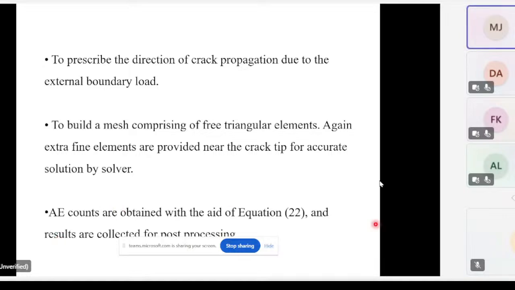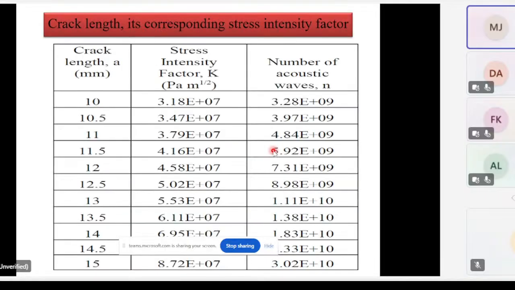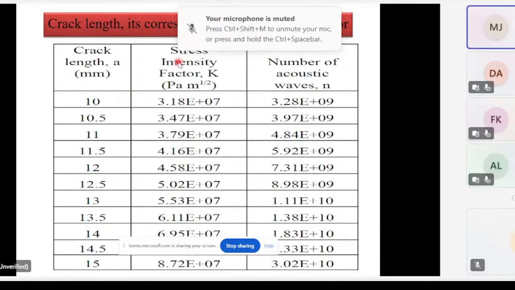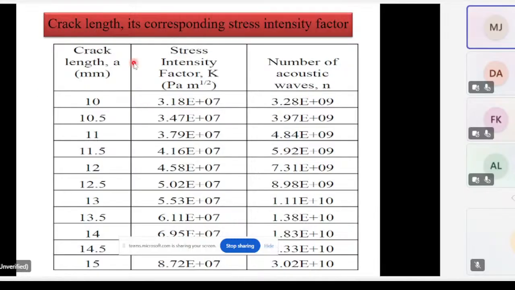The AE counts are obtained from equation 22, the equation I told you, similar to the Paris equation. Once we simulate it, we find these are the crack lengths against the stress intensity factors, like this, and the number of acoustic emissions. So this is related to this, which is related to this.